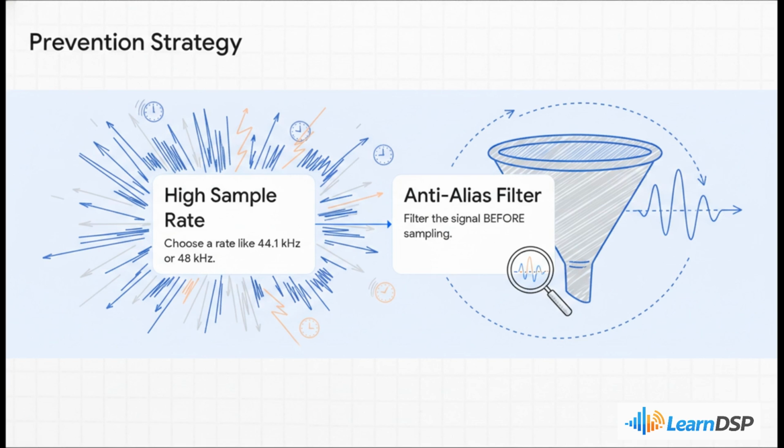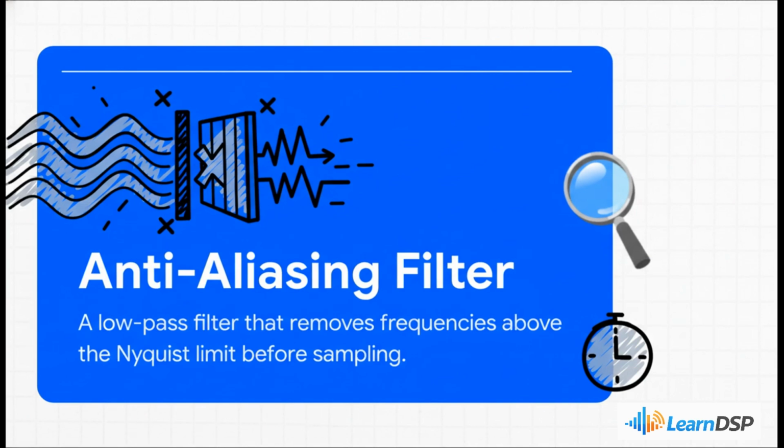And second, and this is just as important, you use a special kind of filter. This is the true gatekeeper, the anti-aliasing filter. It's a piece of hardware that sits right at the front door before the digital conversion happens, and its only job is to be a bouncer. It listens to all the audio coming in, and it aggressively chops off any frequency that's too high to be safely sampled. It makes sure that no rule-breaking frequencies can even get in the door to cause trouble.